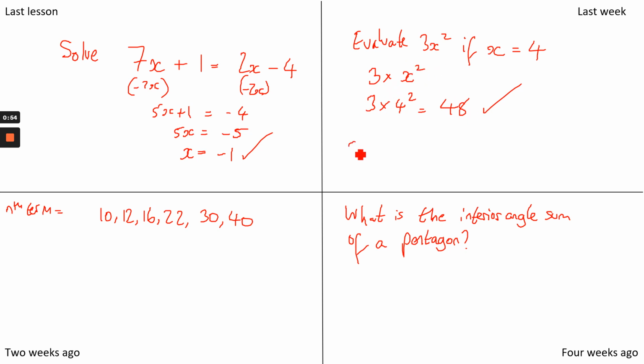Some of you may have done 3x squared. Okay, so some of you might have done, well, 3 times 4 is 12, and then squared that, okay? So just be careful. 3x squared is very different to 3 lots of x squared.